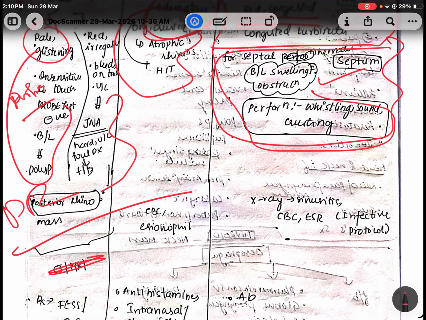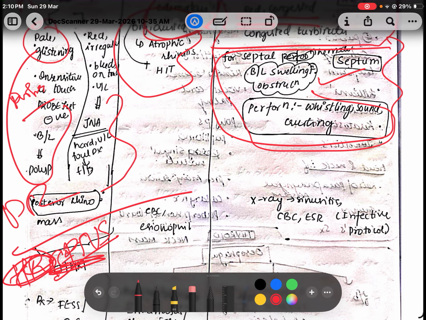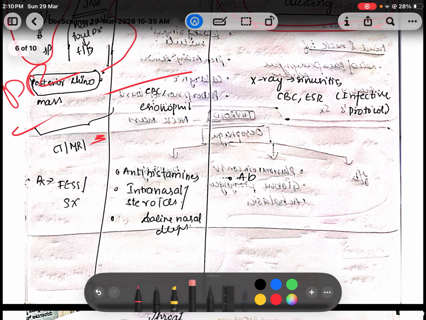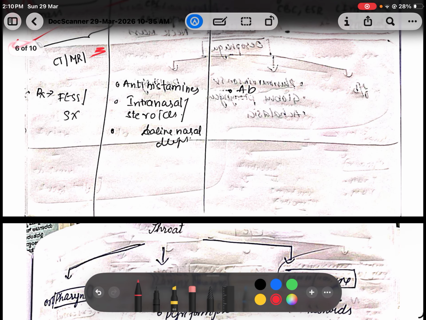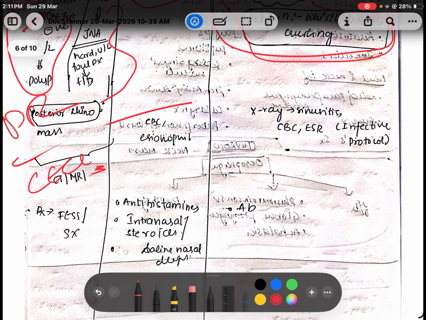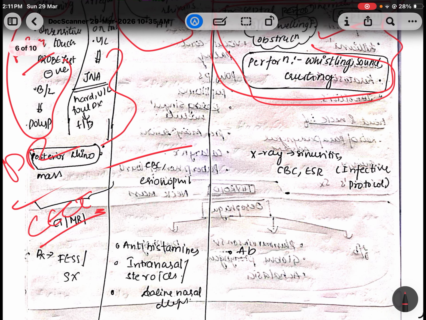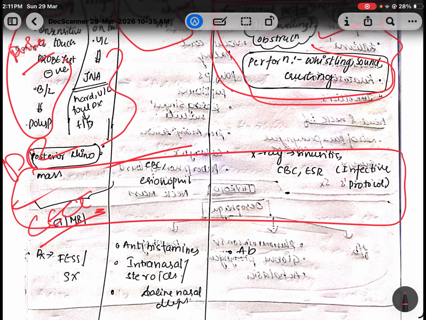Again, what is the major investigation which you need to do for the nose? CECT of PNS. This is the basic investigation which you will do. There is no audiological investigation here. If it's infective, you have to write about this, to check for obstruction.